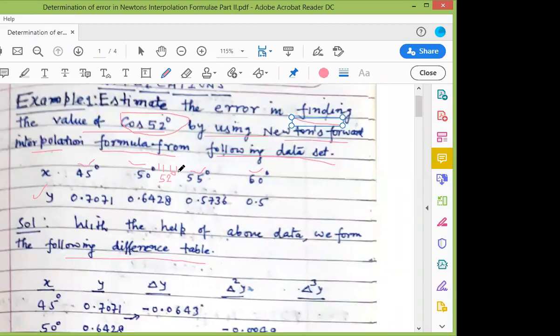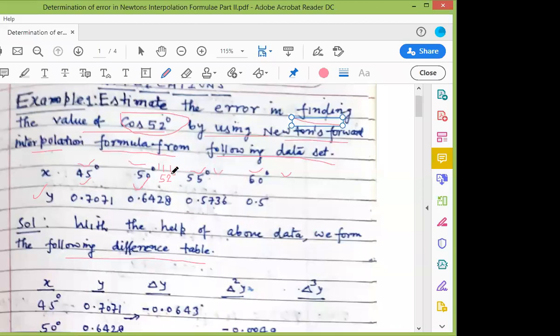Here anything is near the end, here anything is near the beginning. So it is beginning, and it is also the end, since there are only 4 data. So it is a very interesting example that we are discussing with 52.